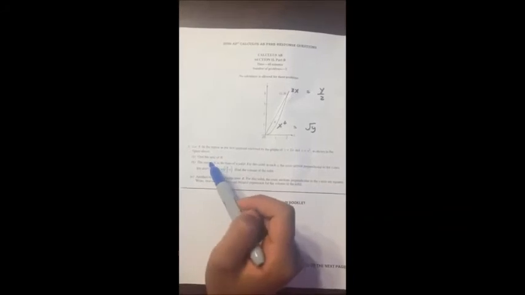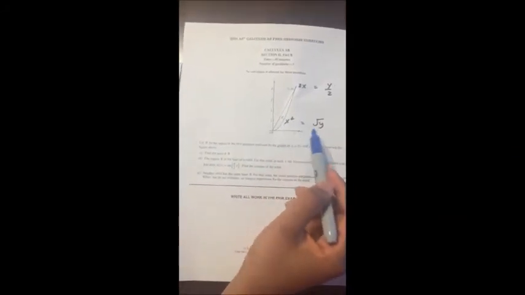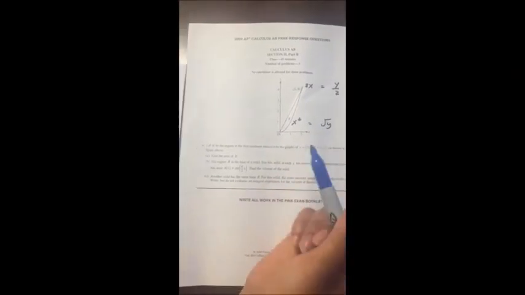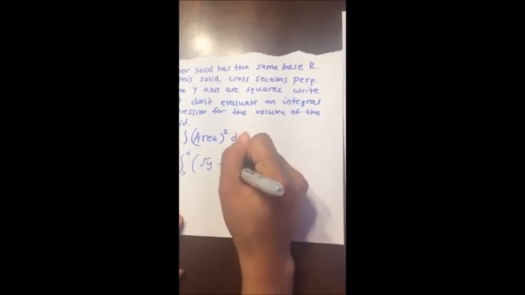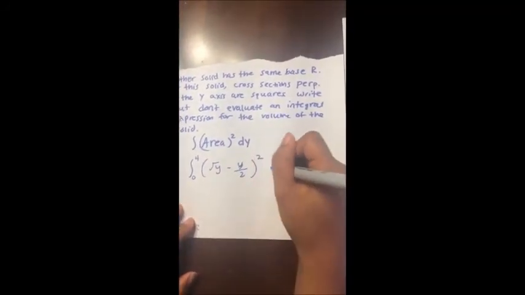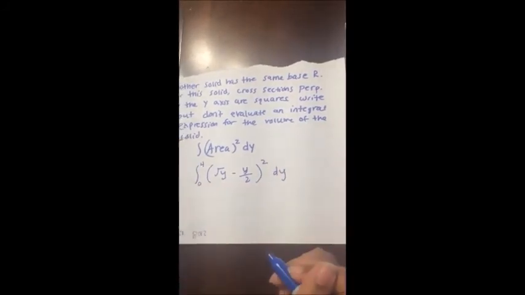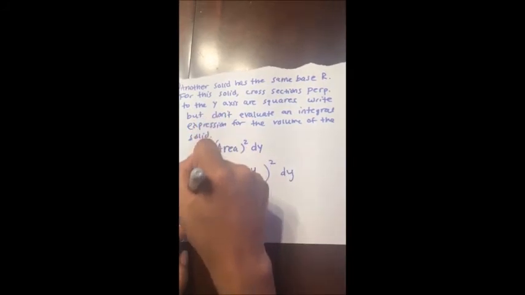Unlike part A, when we did top minus bottom, here it would be right minus left. So square root of y minus y over 2, and don't forget to square the entire thing, dy. We don't have to evaluate the integral, we just have to write it. So this would be our answer to part C.